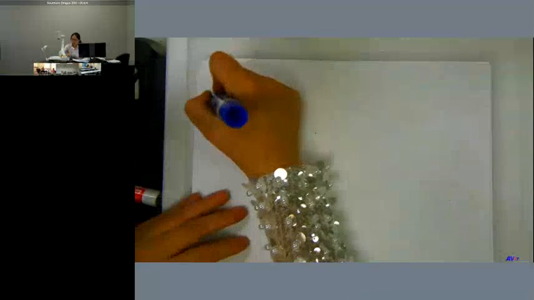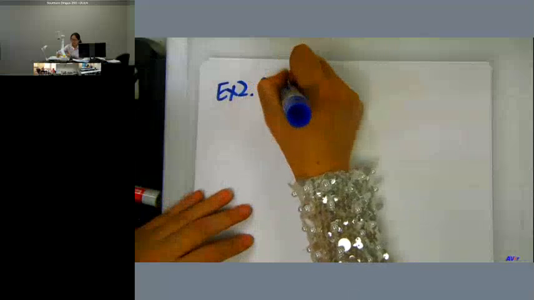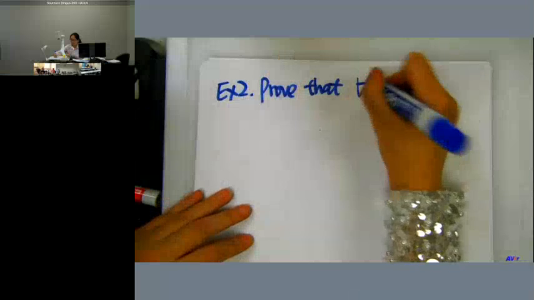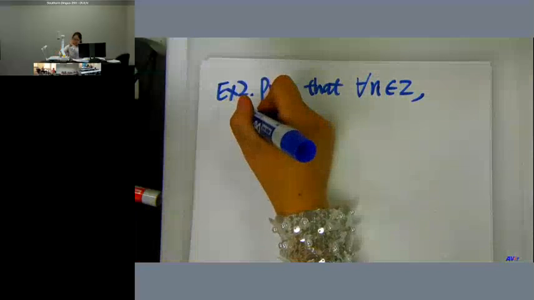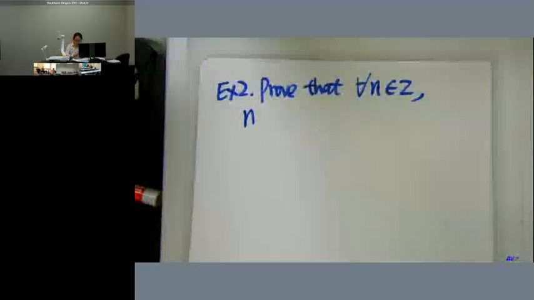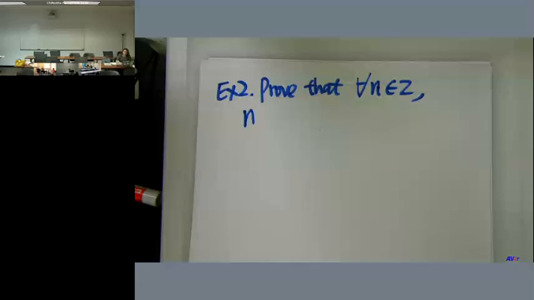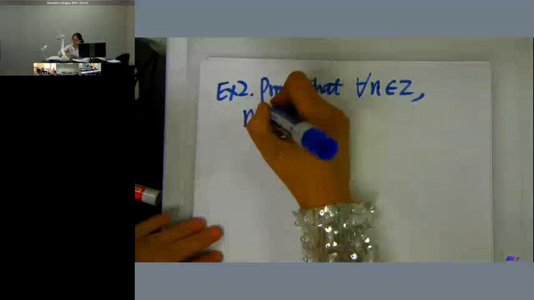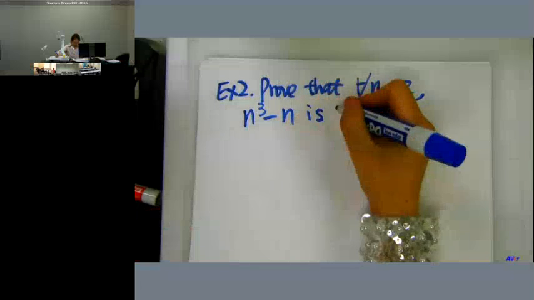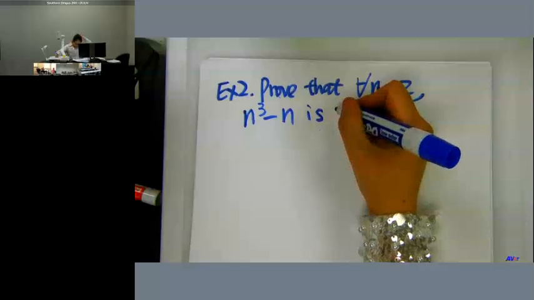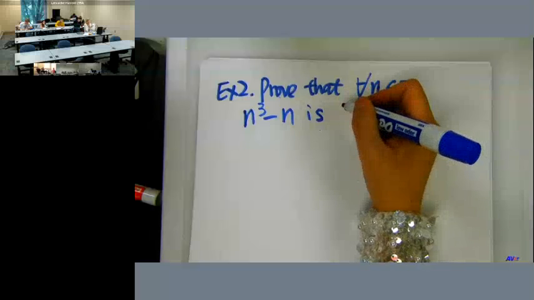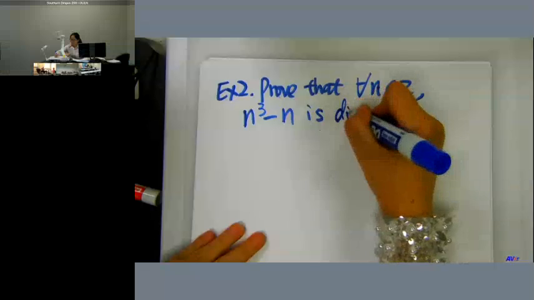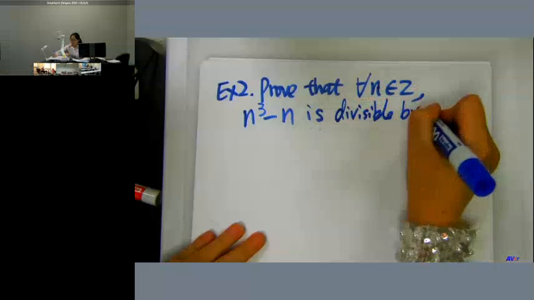Example 2: prove that for any integer n, n cubed minus n is divisible by 3.